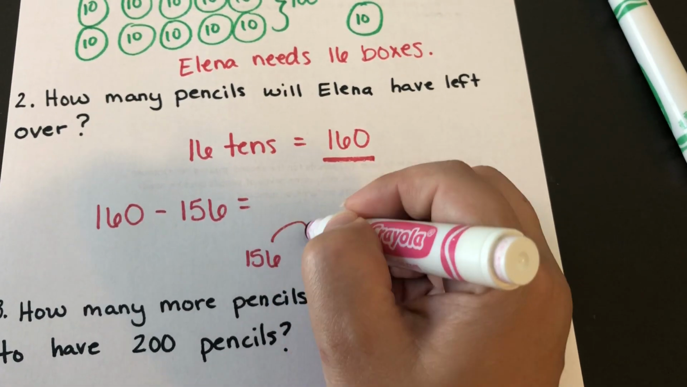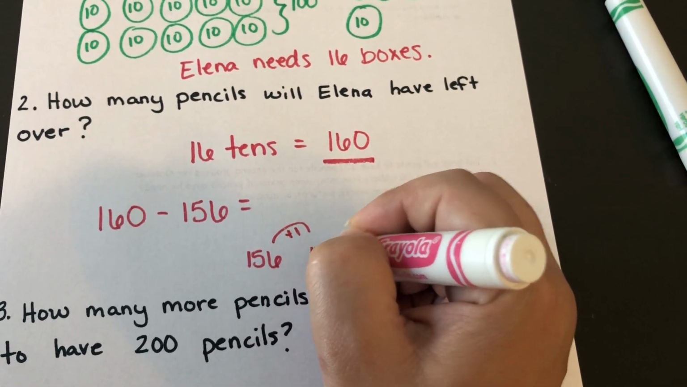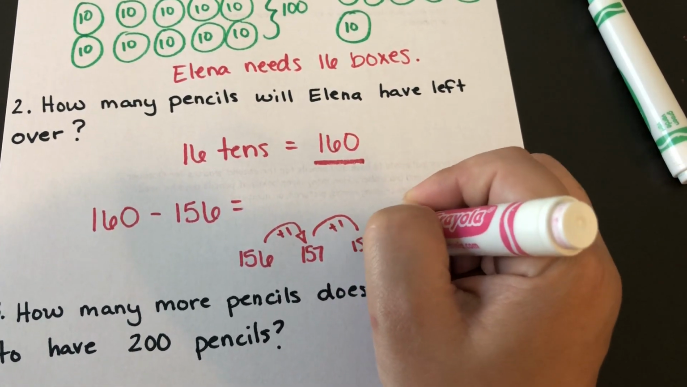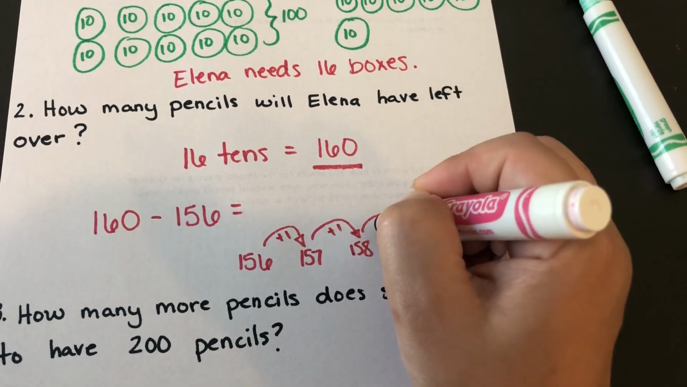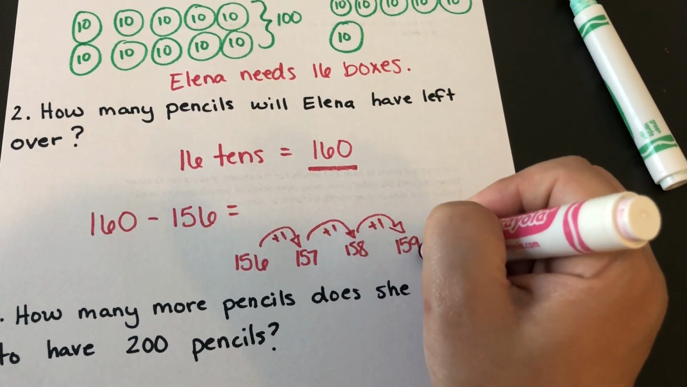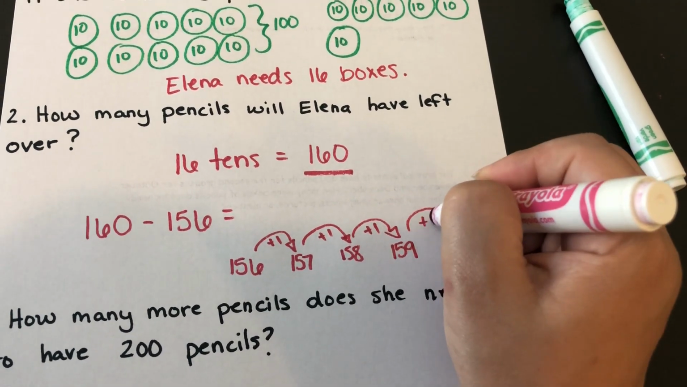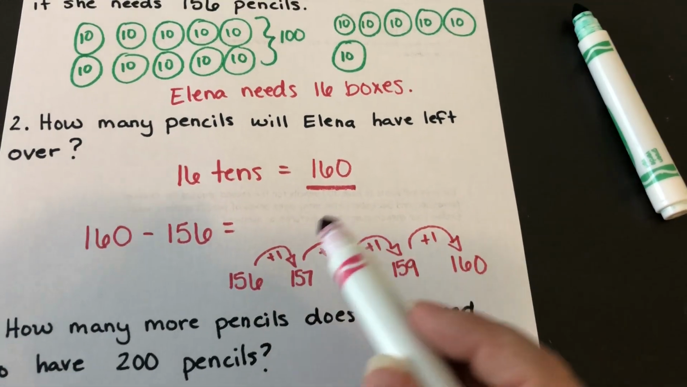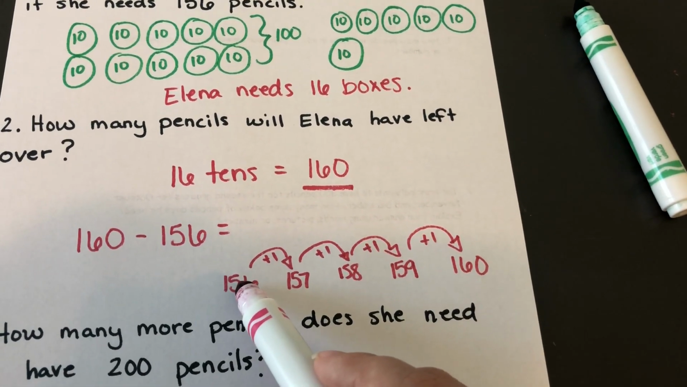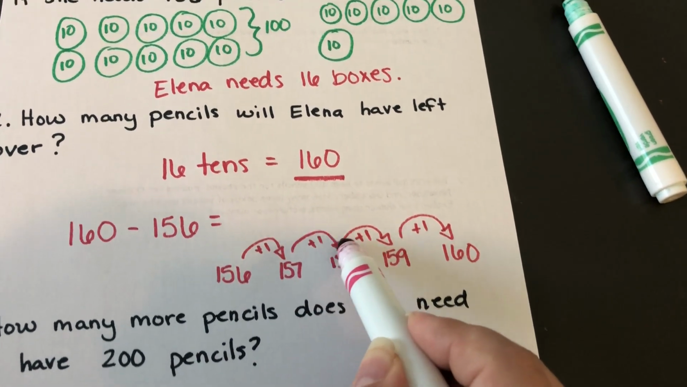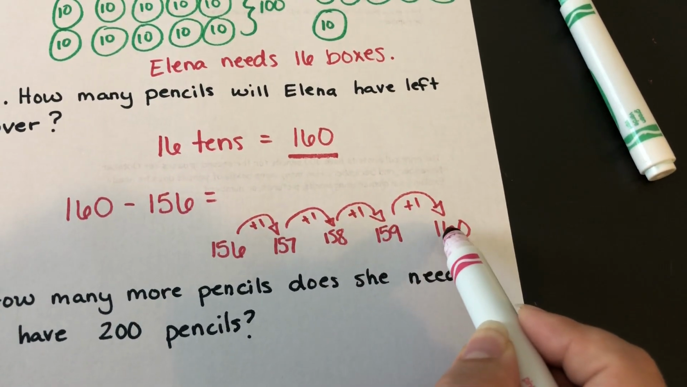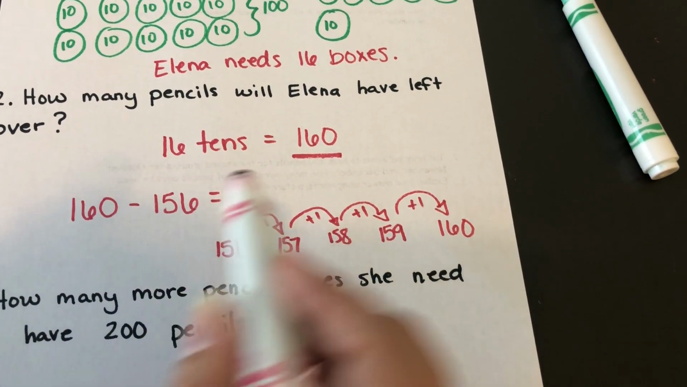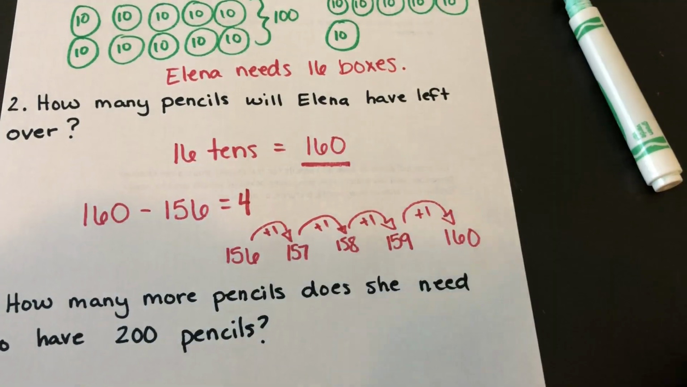So this would be 157, 158, 159, and 160. So you would just be thinking this in your head. You'd be thinking, okay, I'm at 156. I need 157, 158, 159, 160. I need 4 more. So I know 160 minus 156 would be 4.